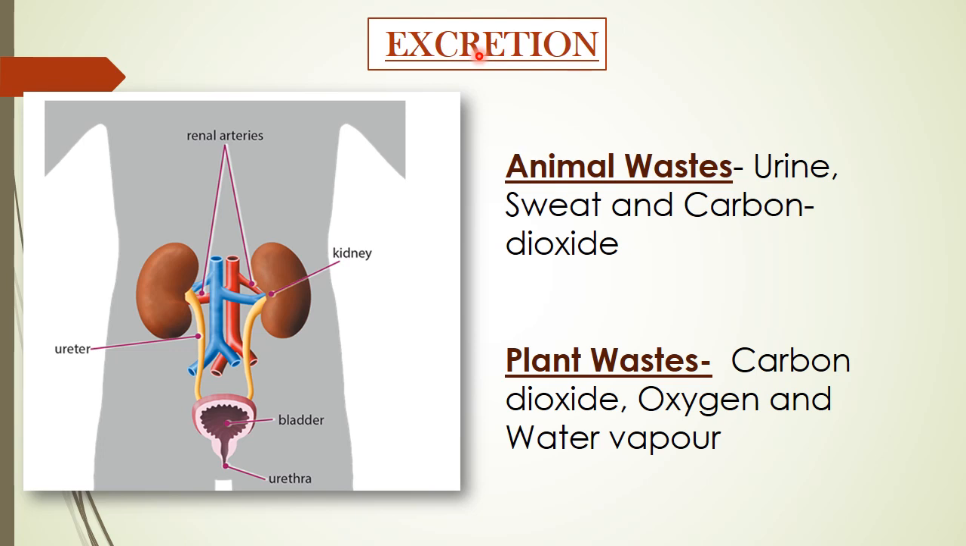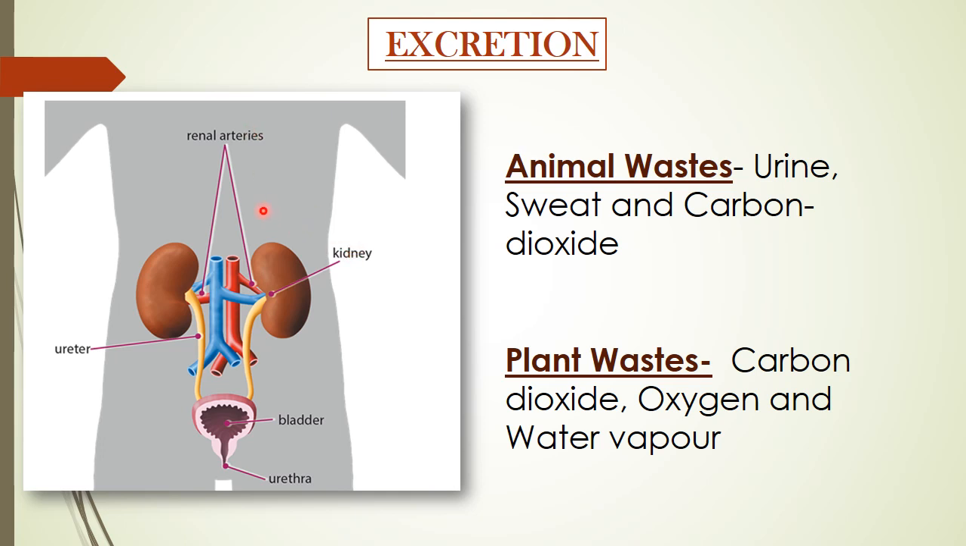Excretion. We know that living beings carry out many life processes like respiration and digestion of food. During these processes, some waste is produced in the body. If we allow the waste to accumulate in the body, it may cause harm. So it should be removed from the body. The process in which waste is removed from the body of plants and animals is called excretion.